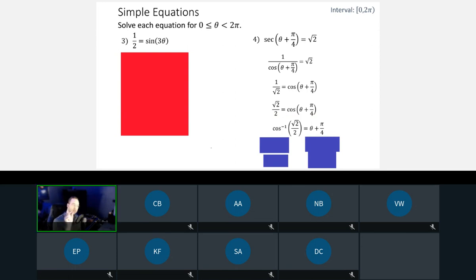So here's a little twist. This is why I'm going over this problem. We have the arc cosine of that stuff equals theta plus pi over 4. So what do you think we do? And maybe those two blue blocks side by side is kind of a hint.